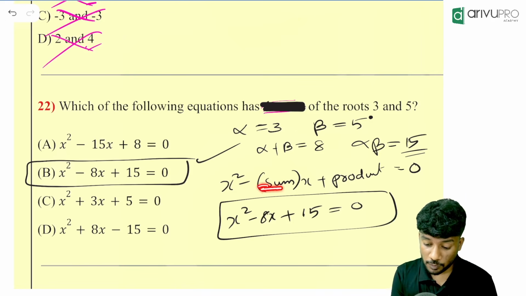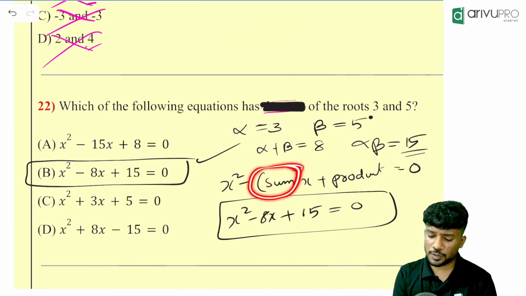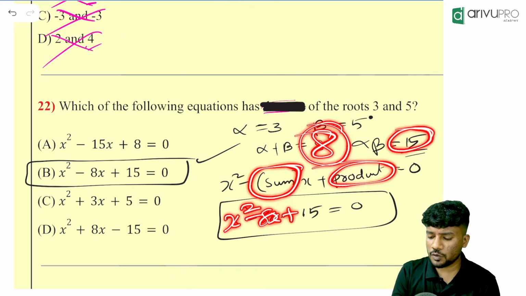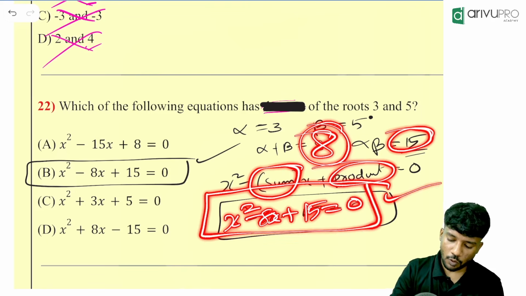Once again, x square minus sum of the roots into x plus product of the roots. Now, what is the sum of the roots as per the question? 8. That means x square minus 8x plus product of the roots, which is 15, is equal to 0. So, x square minus 8x plus 15 is equal to 0.